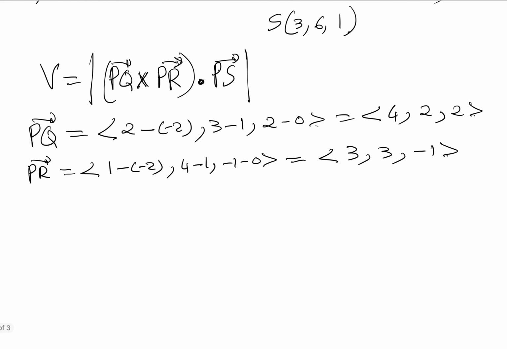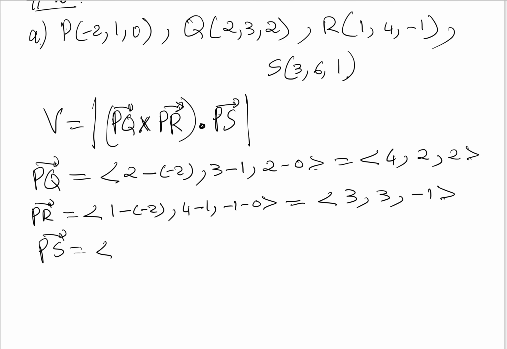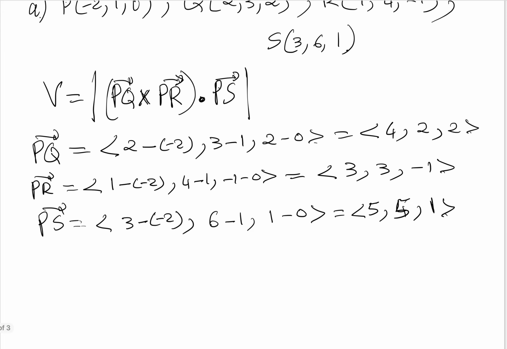So now let's find the PS vector also. The PS vector, the S is 3 minus the P, negative 2, and 6 minus 1, and 1 minus 0. So you will have 5, and 5; 6 take away 1 is 5, and 1. Okay, you have this one.